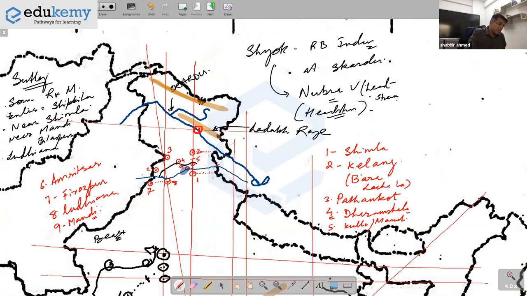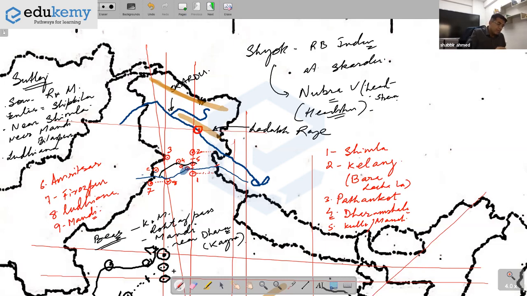The source of Bias, what is the source? Source is near Kullu Manali, from near Rohtang Pass. From near Rohtang Pass it passes through Mandi, it passes through Dharamshala. Bias will pass from near Dharamshala. Dharamshala is on the heights, from near Dharamshala. And you can call this the Kangra Valley. Dharamshala is part of it, Kangra Valley. Okay, and then it drains.